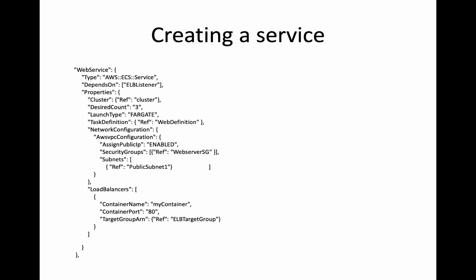We have a task definition, which we'll look at shortly. This is what actually defines the containers that are going to be running as part of this service. In the network configuration, we have the option to assign a public IP, which here is enabled. We can also define security groups and subnets that the service can utilize.